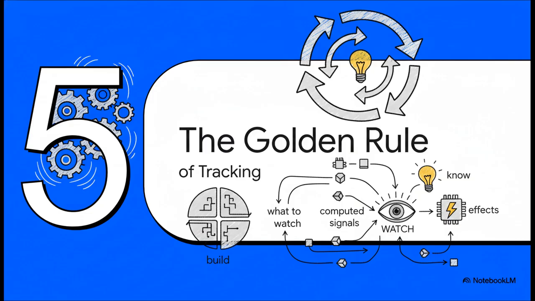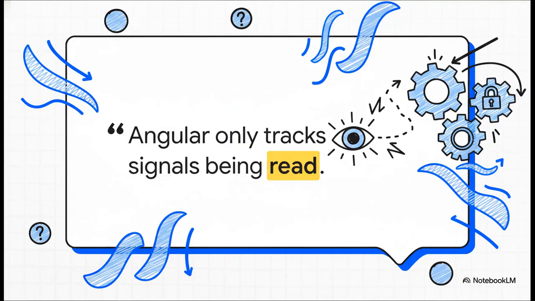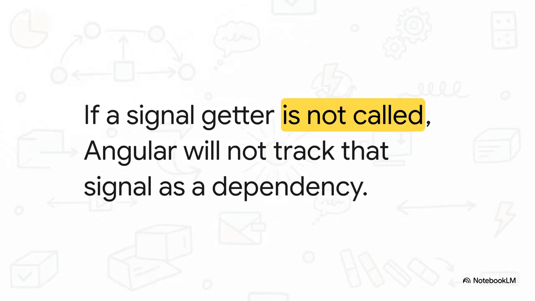So we know signals are smart, but how does this magic actually work? How do computed signals and effects know what to watch? Well, it all comes down to one simple but really profound rule. And here it is. This is the most important rule you need to remember. Angular's tracking is dynamic. It will only track a signal as a dependency if you actually read its value by calling its getter function. If you never call that getter, as far as Angular is concerned, it's not a dependency. Simple as that.